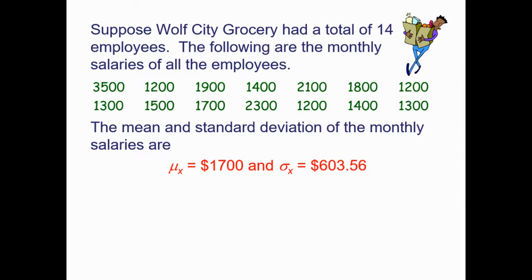Okay, so yesterday at the end of the period, we were doing this problem about this grocery store. We found the mean monthly salary was $1,700, and the standard deviation was $603.56.